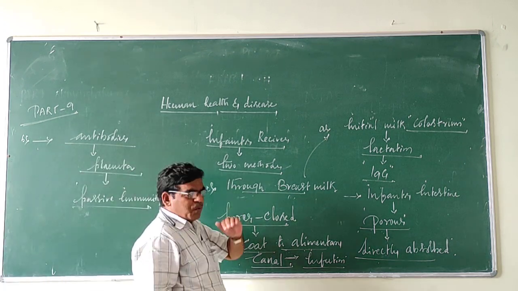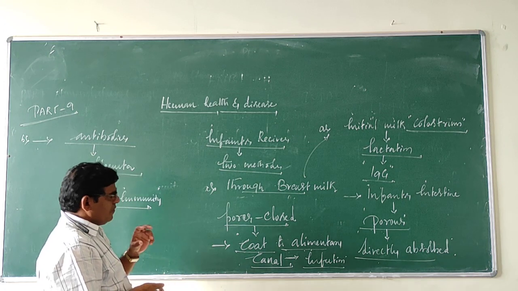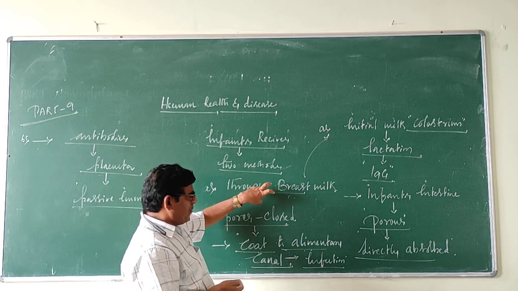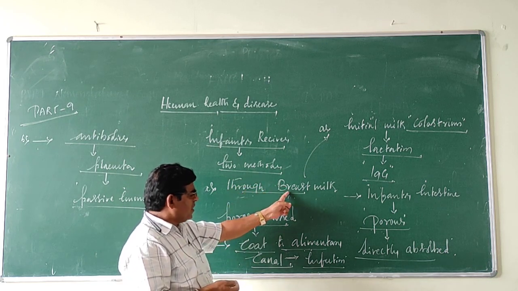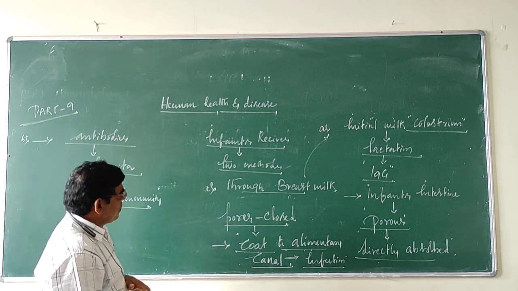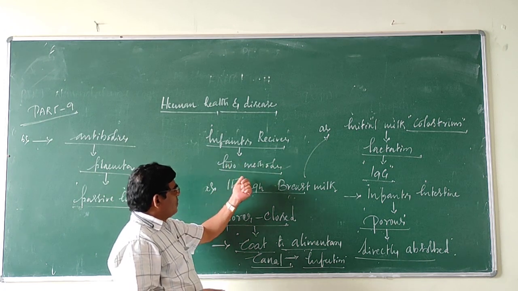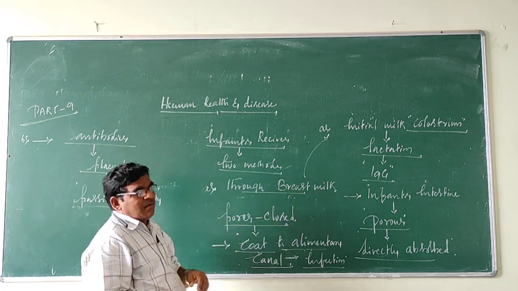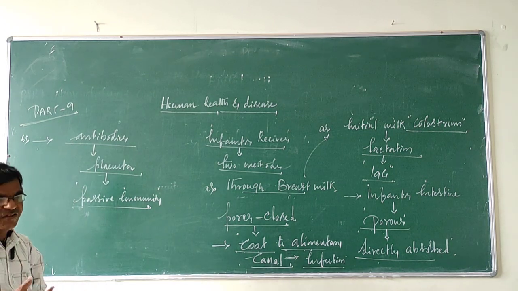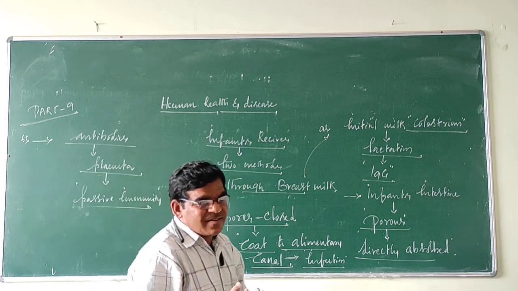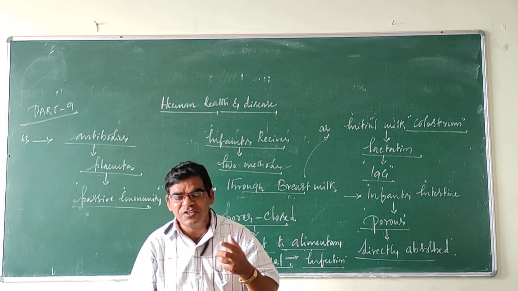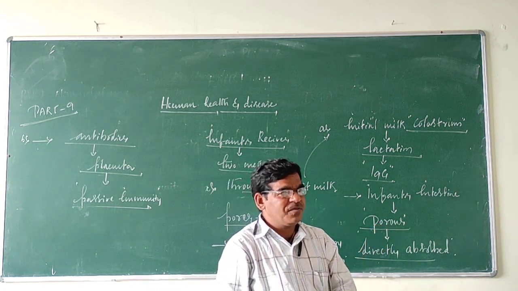The natural passive immunity. In this, the infants receive the immunity from their parents by two methods. First one is through breast milk, and second one is through placenta. Clear? So this is about natural passive immunity. Through breast milk, in the initial few days, the mother secretes milk called colostrum. It is rich in antibodies, for example, IgG and IgA antibodies are rich in colostrum.